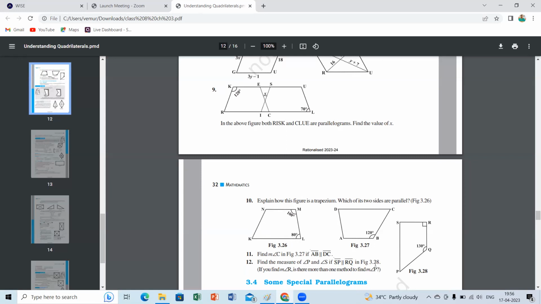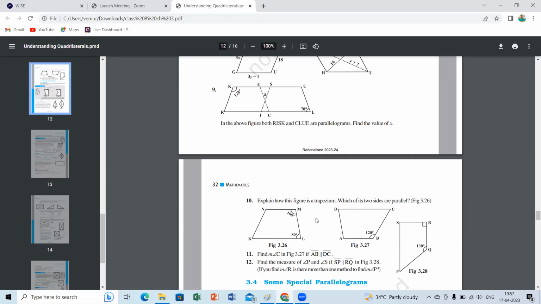Ma'am, if you look at angle K, K is an acute angle, L is also an acute angle. If K and L are both adjacent angles, then they don't add up to 180, right, ma'am? Because if both angles are acute, how will they sum up to 180? Which figure are you talking about? In the 10th question, figure 3.26. 100 plus 80. Based on that, one pair of adjacent angles is 180.